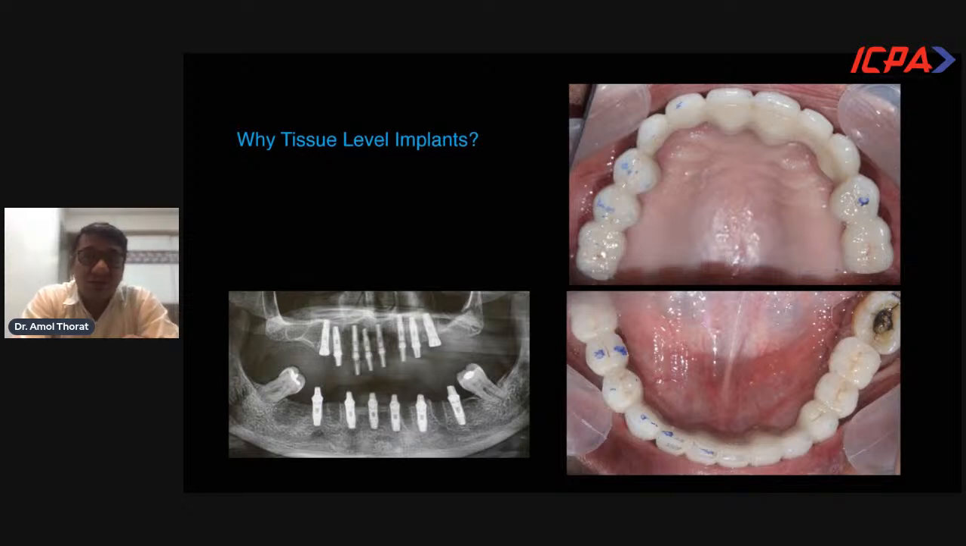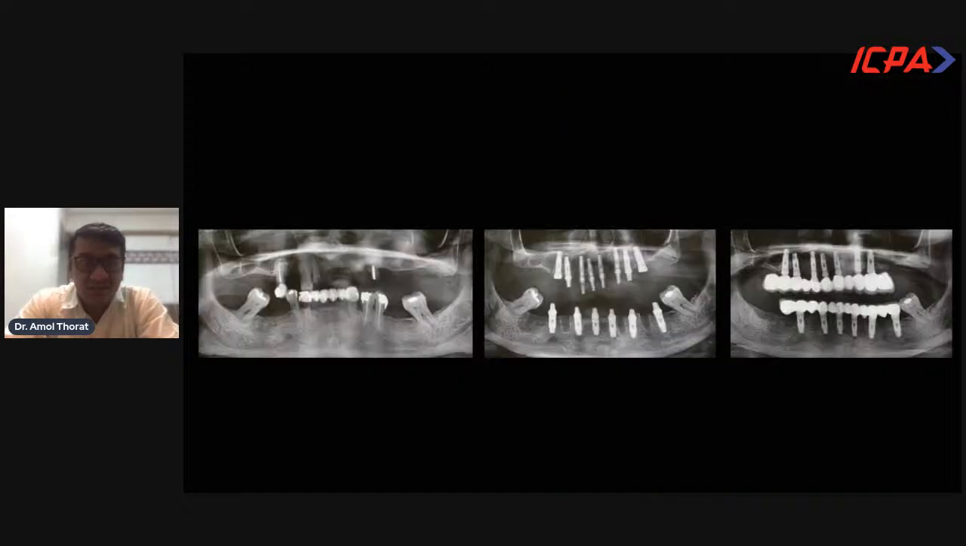So the advantage of tissue level implants is that because they are divergent cervically, there is no chance that they will be pushed or pulled into the maxillary sinus. So even if they fail, they will come out and not go into the sinus. So that saves our skin to some extent. Yeah, so these are the advantages of tissue level implants.